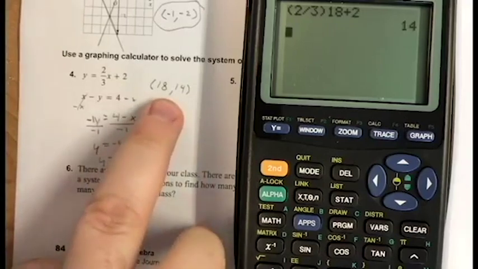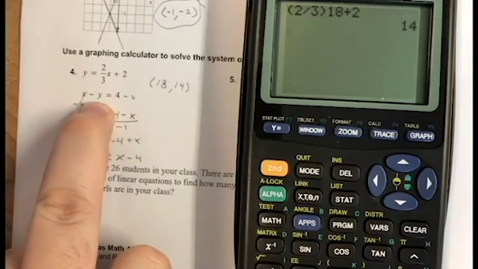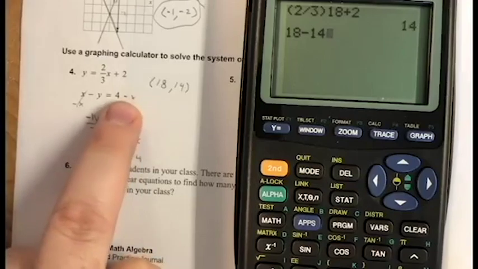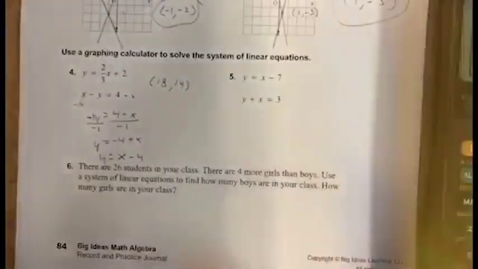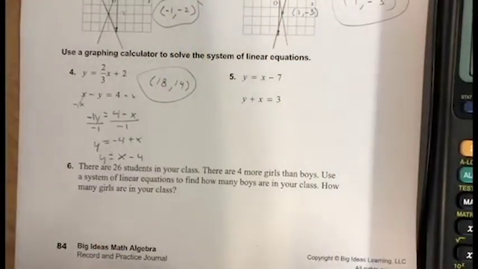All right, now we're going to plug these original numbers back into the very first equation. So I have 18 minus 14, and this should equal 4, according to this original equation. Does it? Yes, it does. So does this work? Yes, it absolutely does. All right, so let's go ahead and do the next one with you.